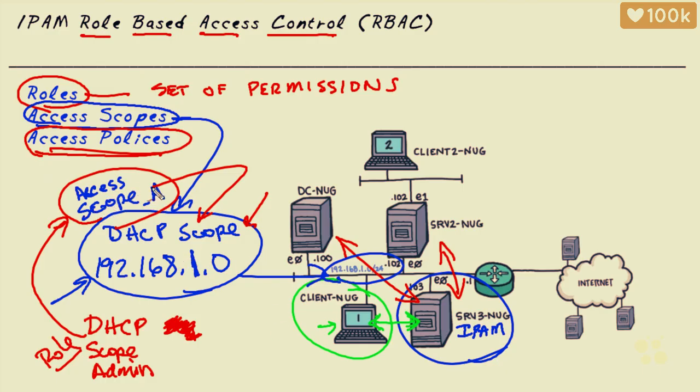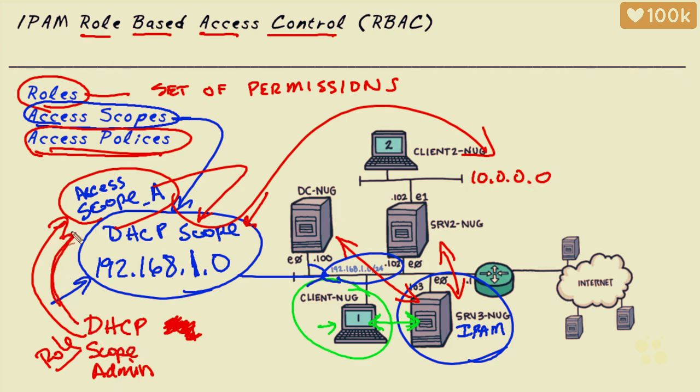And at this moment, it's only associated with that one scope. In the future, if we want that to be a bigger responsibility, we can go ahead and associate access scope A with the 10.0.0 scope. And then once we associate access scope A with those 2 scopes, and because the DHCP scope administrator role is associated with that scope, she would automatically, as part of our access policy, have the same privileges of DHCP scope administrator for this scope, the 192.168.1, and this scope, the 10.0.0.